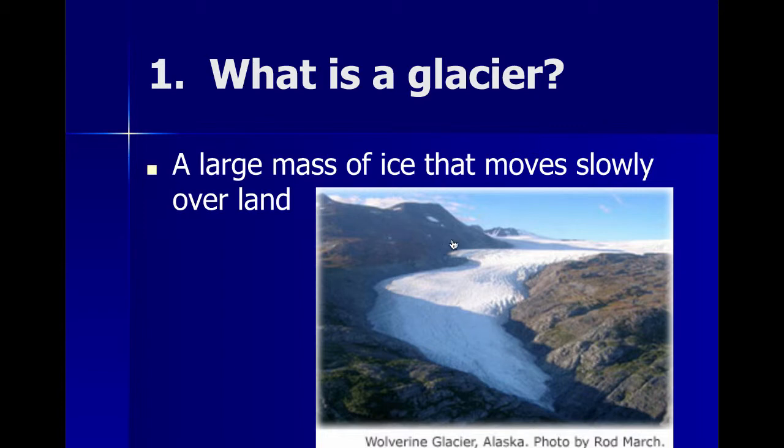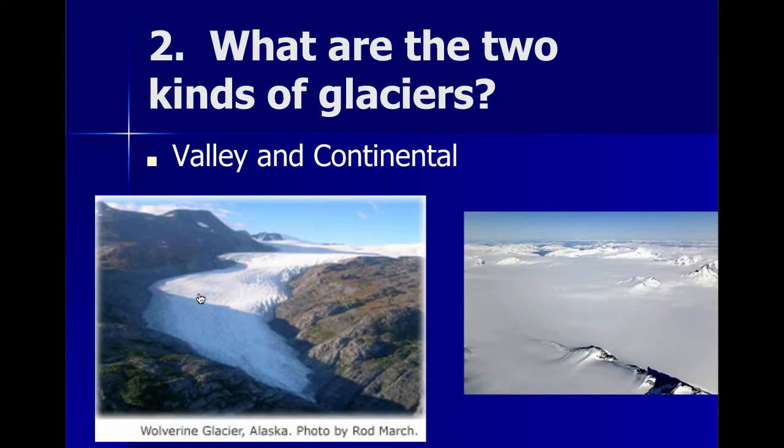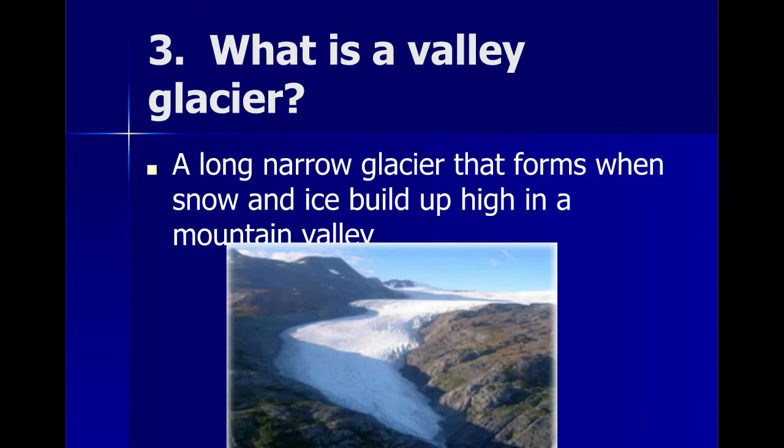It can be over an entire continent, or it can be just in a valley. As long as you have a large mass of ice, so your words are glacier and ice, and it moves slowly over land. And again, there are two types of glaciers. There's a valley glacier and there's a continental glacier. So valley and continental. So what is a valley glacier?